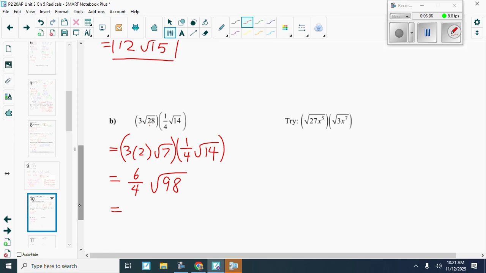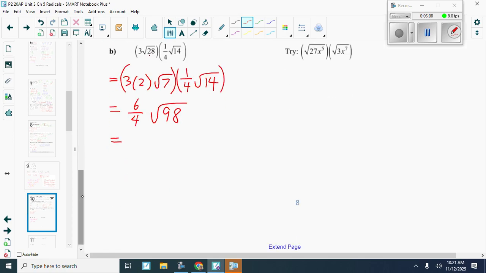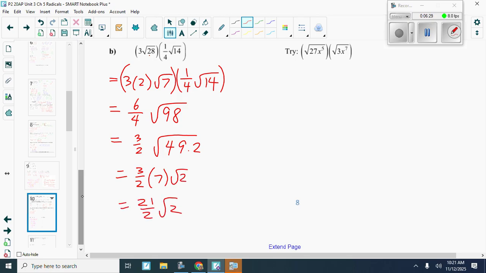At this point, it would be a good idea to simplify your fraction, and you could show 49 times 2. So we end up with, sorry, let me put that backwards, 3/2, so I end up with 21/2 root 2 as our answer.